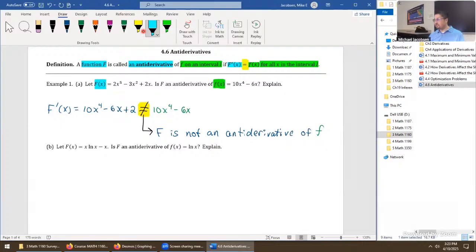Okay, let's try this out again. So new function F, that's the one we're testing if it's an antiderivative in blue. Lowercase function f of x is just natural log x. So if we differentiate this and get exactly natural log x, we have an antiderivative. So let's begin with the derivative here. F prime of x is going to be equal to, this part is product rule.